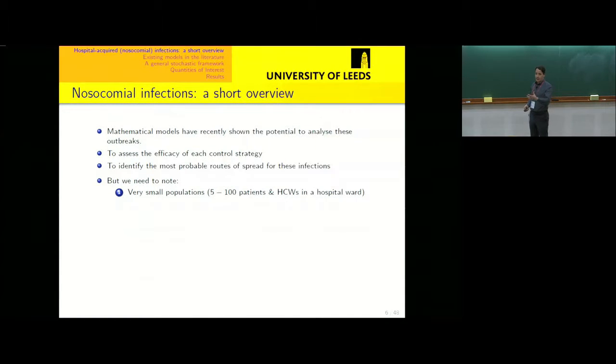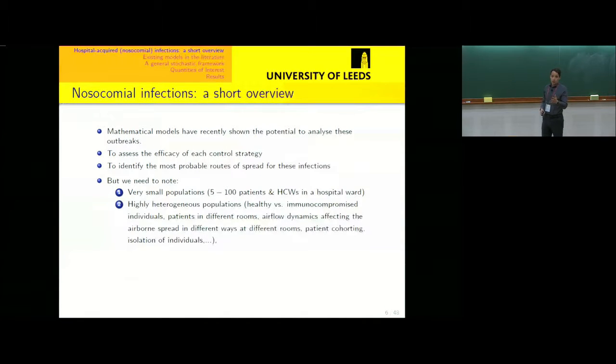It's not that you're analyzing an epidemic in a city or in a country. It's something different. And the second characteristic is that these are highly heterogeneous populations. So we have populations where you have healthy individuals, in this case healthcare workers, for example, versus immunocompromised individuals all together. You have patients in different rooms.